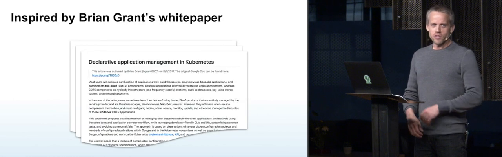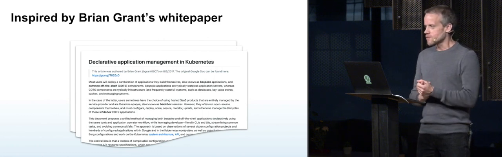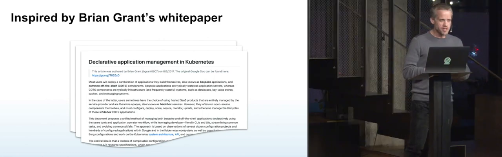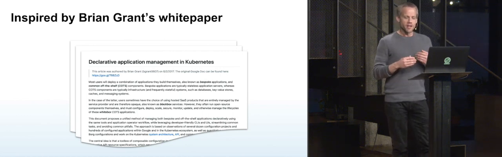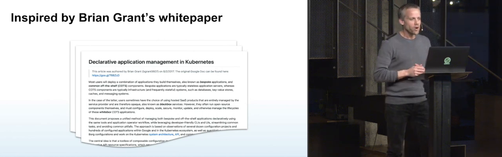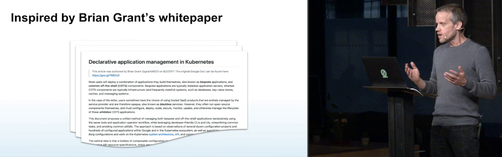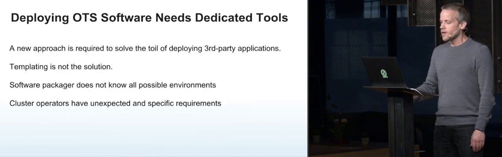Ship was inspired originally by Brian Grant's white paper. If anybody's ever read this before, it's a great paper. It's in one of the Kubernetes repos, and it's called Declarative Application Management in Kubernetes. He talks about a lot of his experiences and Google's experiences with different types of configuration management, from templating to inheritance to patching, what worked and what didn't work and why, and where the various methods excelled and where they didn't. It's a great, relatively short paper, but a really good read if you're interested in application config management.